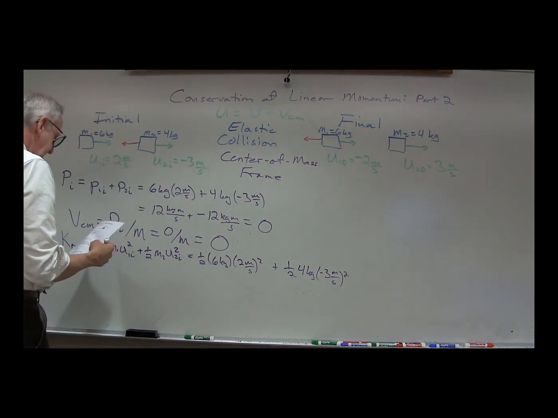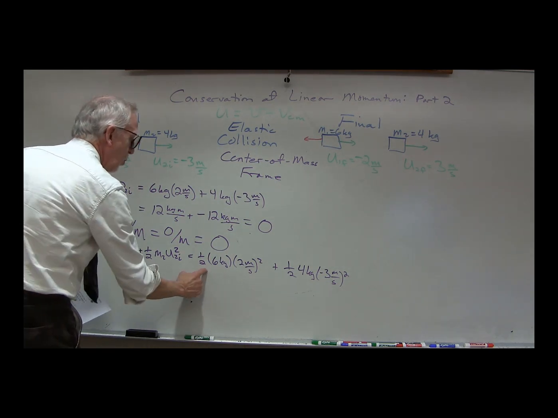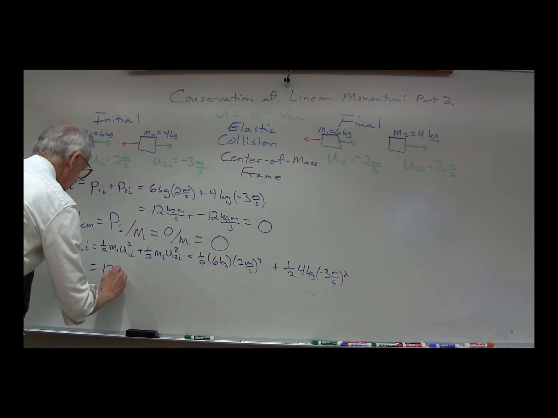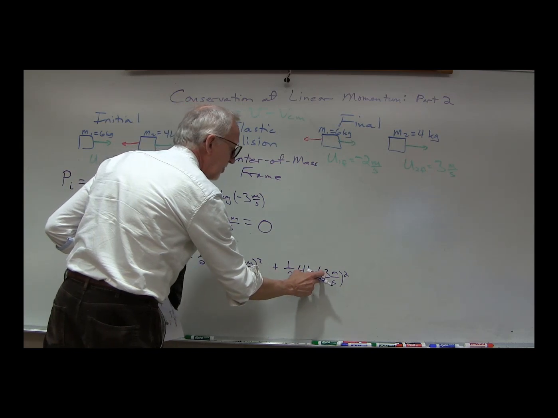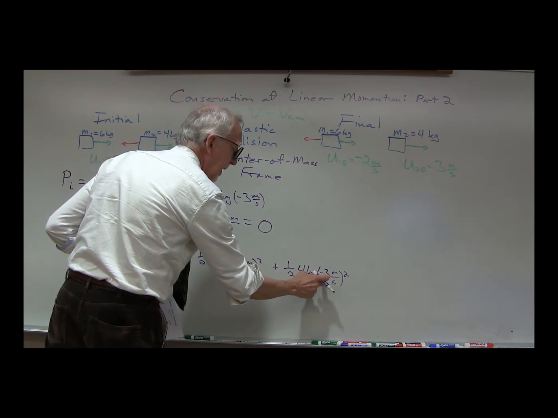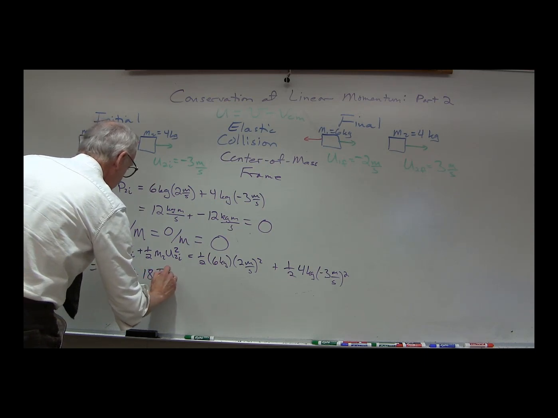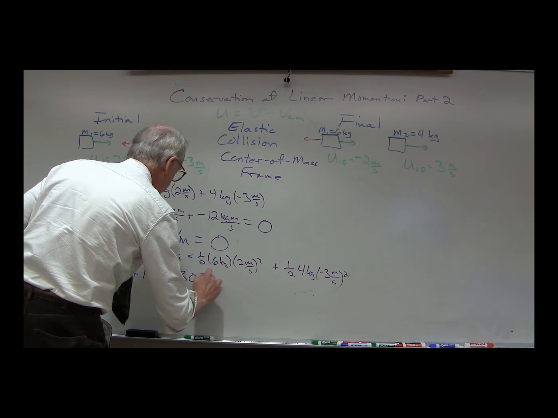Then what do we get? So we multiply this out, and we get 1/2 times 6 times 2 squared, that gives us 12 joules. And then 1/2 times 4 times -3 squared, or +3 squared, that gives us 18 joules. Giving us a total of 12 plus 18, or 30 joules.